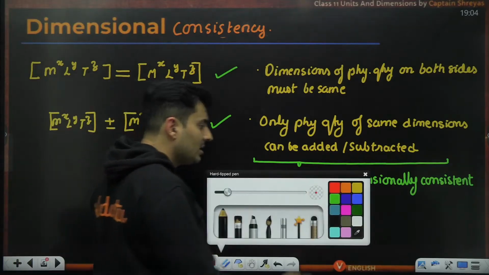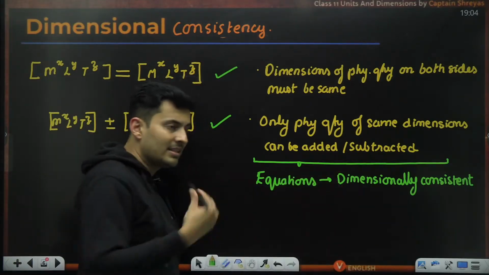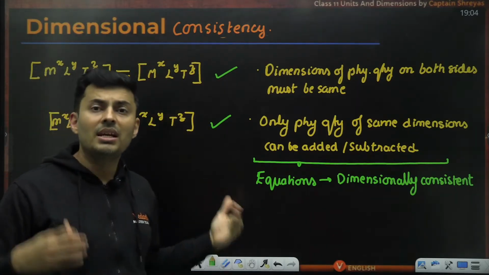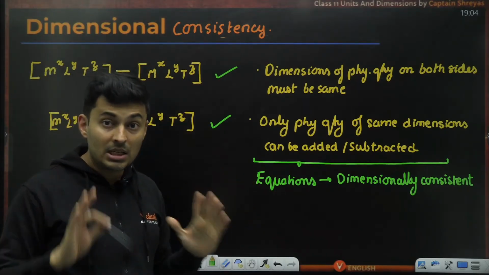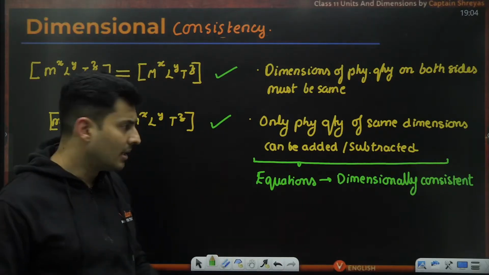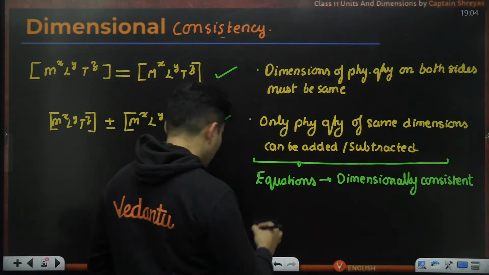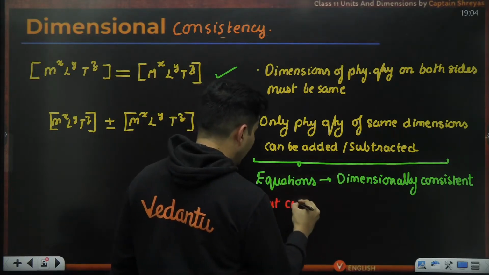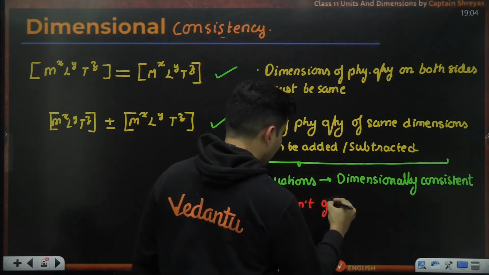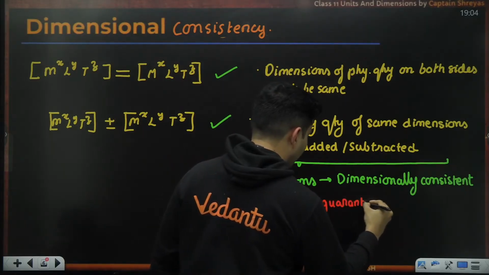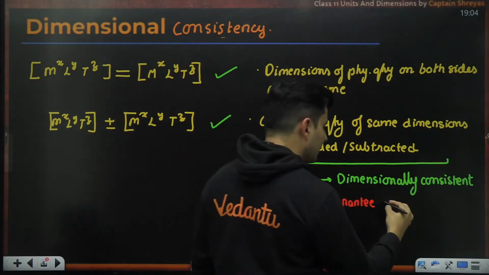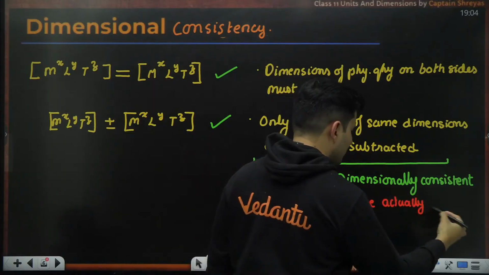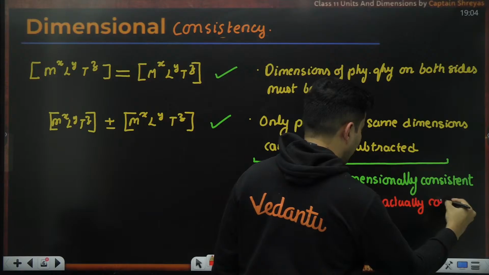But keep in mind, just because an equation is dimensionally consistent and it matches these criteria does not mean it is mathematically correct. So dimensionally consistent, but there is a big but over here. It can't guarantee whether it is actually, physics wise or mathematics wise, a correct equation.